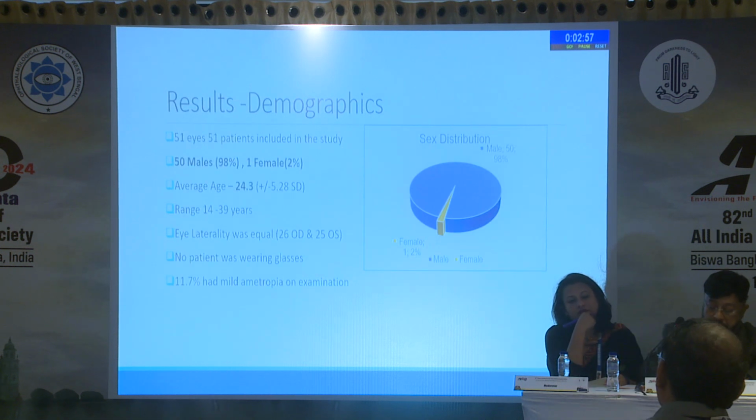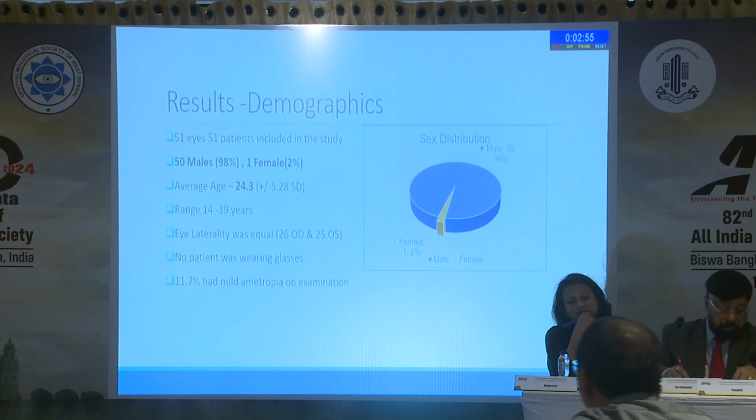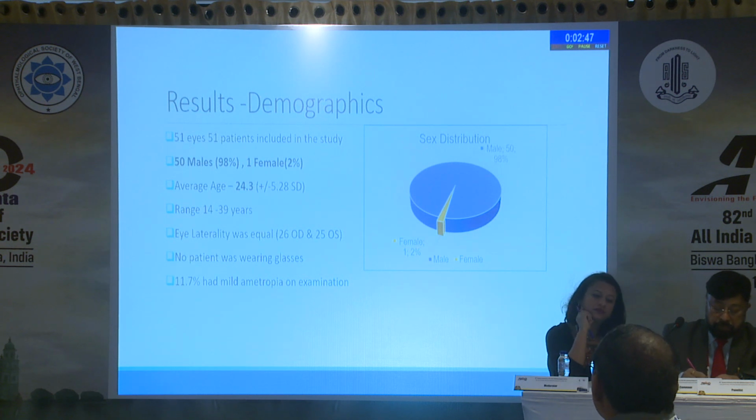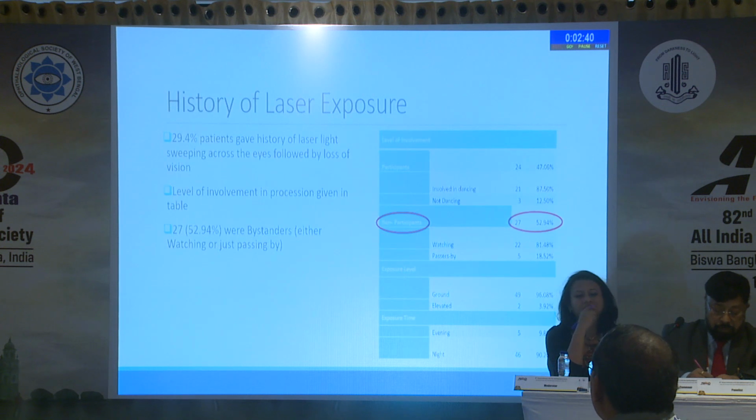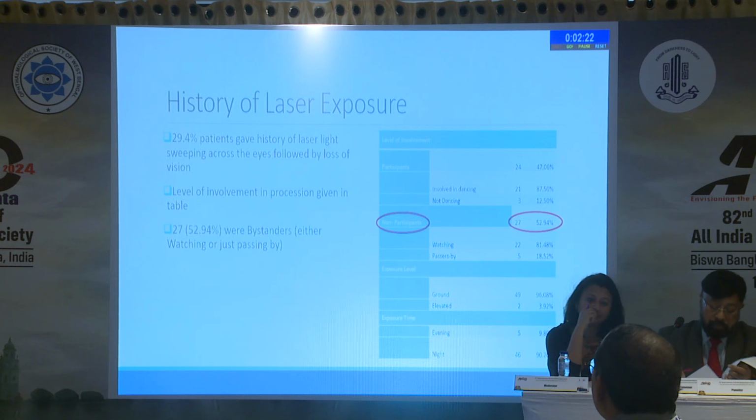We included 51 eyes of 51 patients with overwhelming male dominance, 98%, with an average age of 24 years. Eye laterality was equal, and no patient was wearing glasses at the time of exposure, but 11.7% had mild ametropia. This chart shows the level of involvement of the patients in the procession itself. 52% were non-participants, where they were not dancing or moving along with the procession. They were just watching the procession or just passing by. 29.4% of patients gave a history of laser light sweeping across the eyes, directly followed by loss of vision.